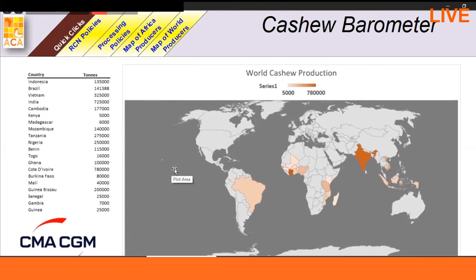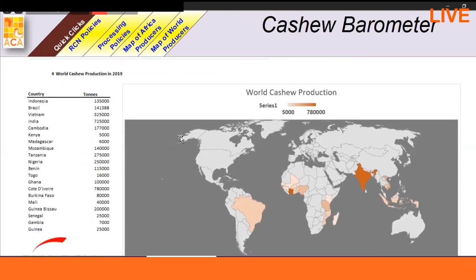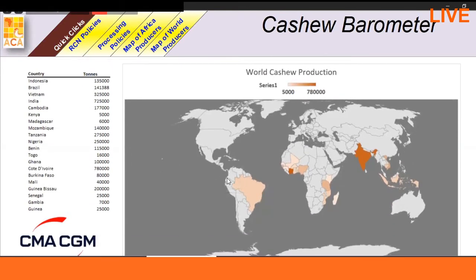Again, we also do it for the global picture. It's not only Africa, but then also we show production of cashew in the rest of the world, and also to show, apart from Cote d'Ivoire, we also have India. We have the volumes of India's production and that of other countries also, again, with the intensity indicating which levels of production we are having in those places.